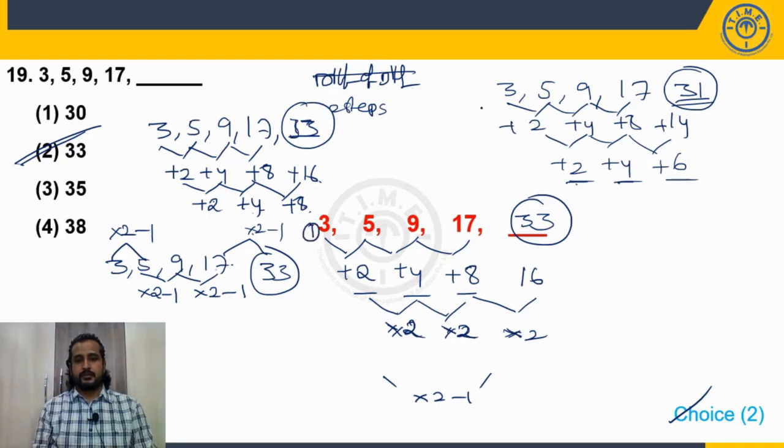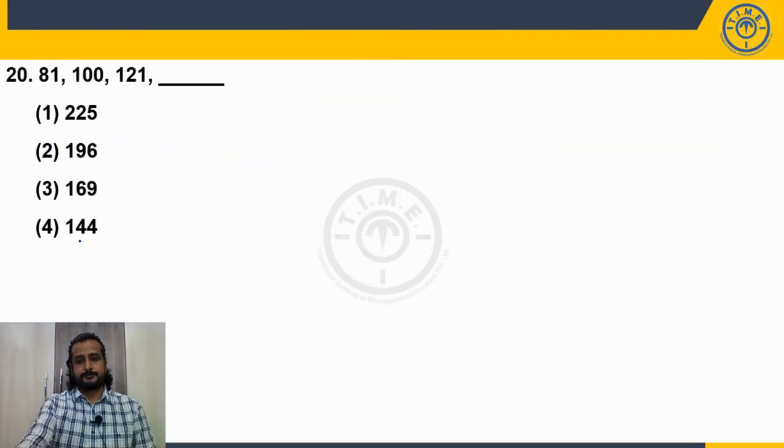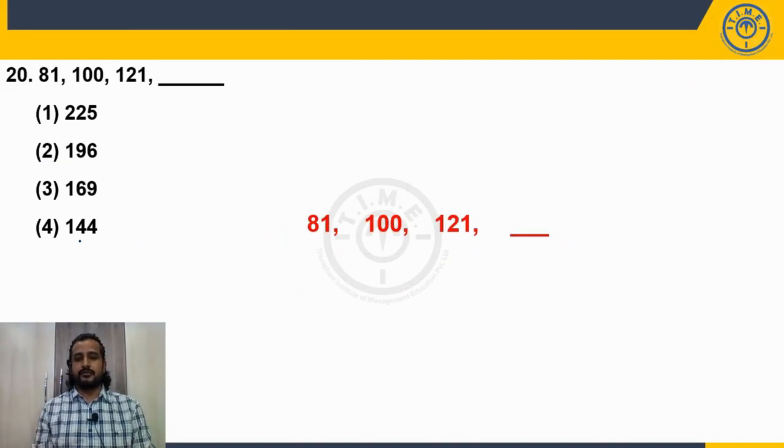Logic 1, logic 2, different ways of thinking, 4. Okay. Now move to the next question. 81, 100, 121. Can you recognize these numbers? 81 is which number squared? 9 square. 100 is 10 square. 121 is 11 square. Now what is the next one?